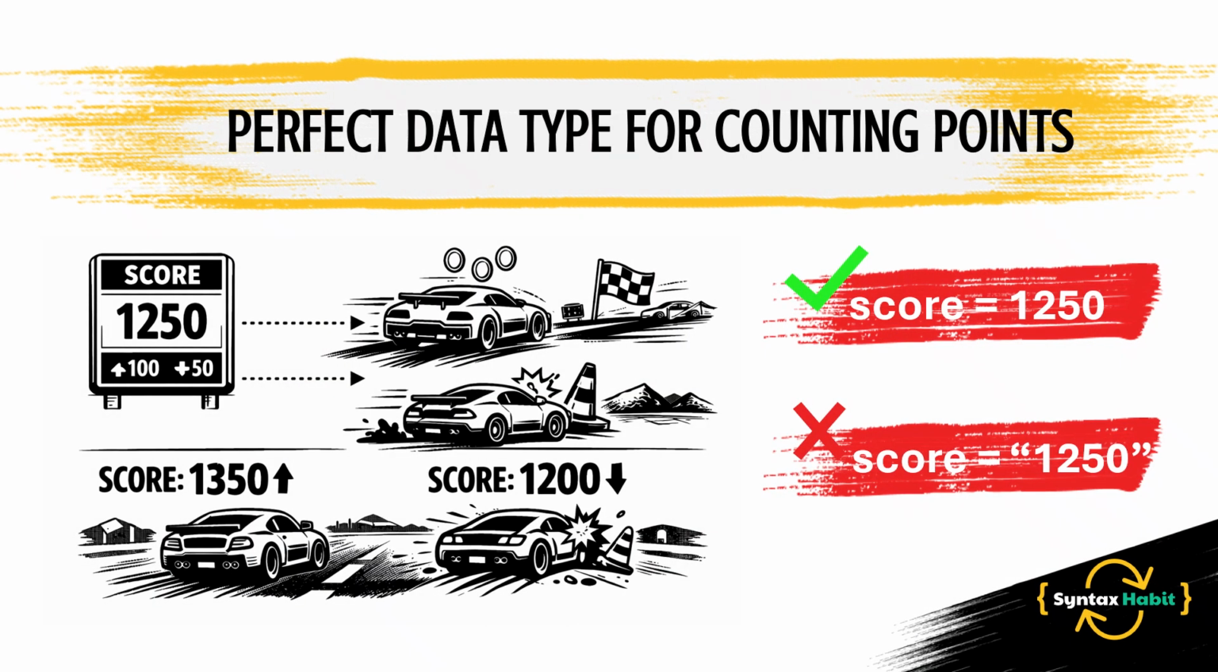For example, imagine you are creating a game. You might have a variable that stores the player's score. As the player earns or loses points, you will increase or decrease the values. Since scores are usually whole numbers, an integer is the perfect data type.